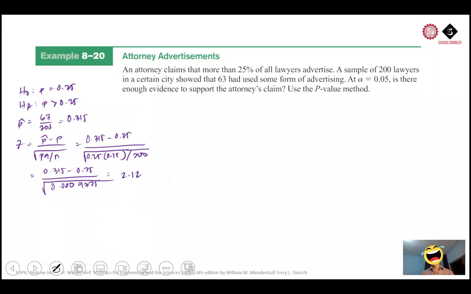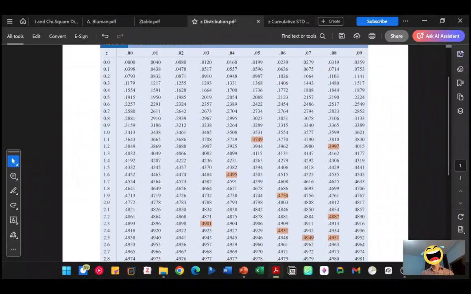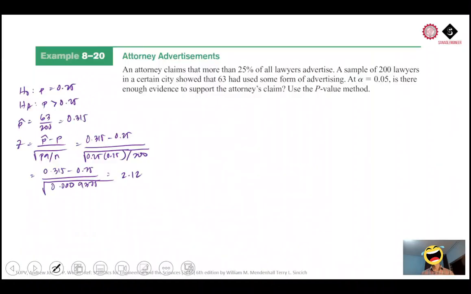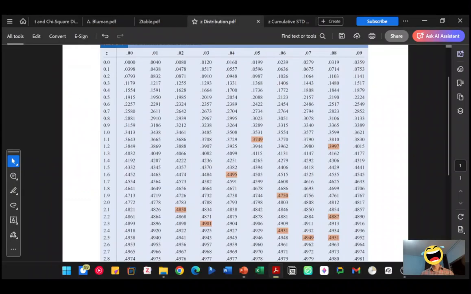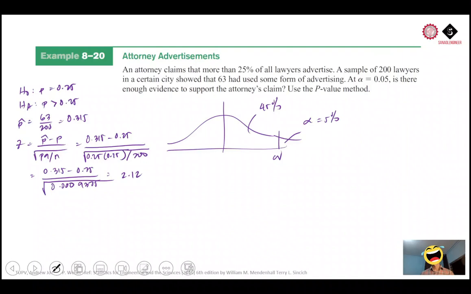Using the p-value method, let's convert the z-score into probability. For 2.12, the table value is 0.4830. This is the curve, and this is right-tailed. This is alpha, 5%, and this is the critical value.